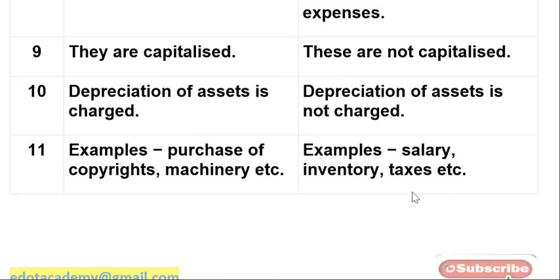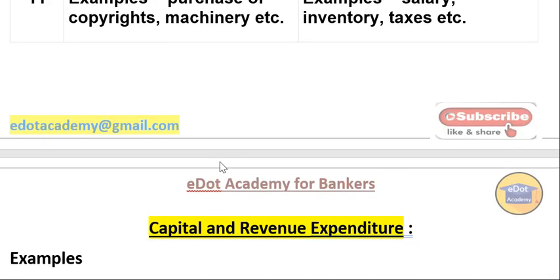Now I'll take examples here. Purchase of copyright and purchase of machinery always come under capital expenditure. Whereas salary, inventory, taxes, etc., all these are of recurring nature for one accounting period and the value is less. Whereas for capital expenditure, it is not recurring, and the value is sometimes more. So these are called capital expenditure.